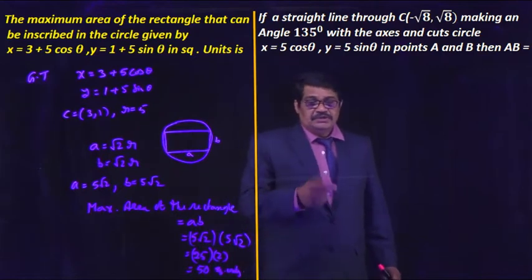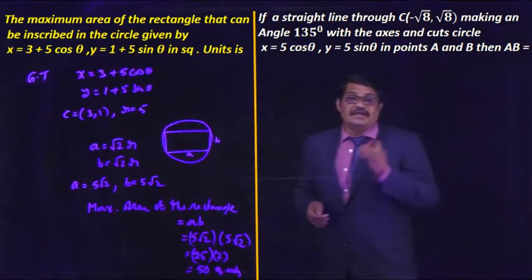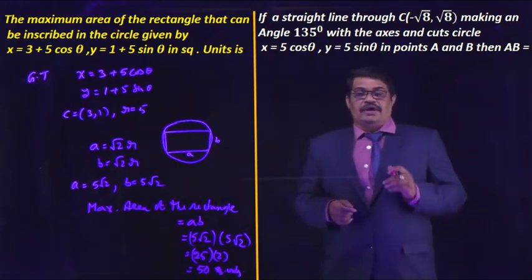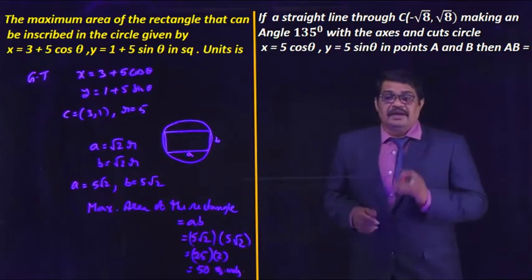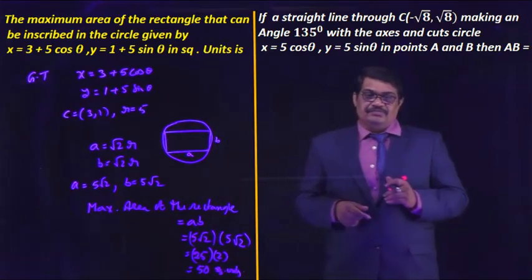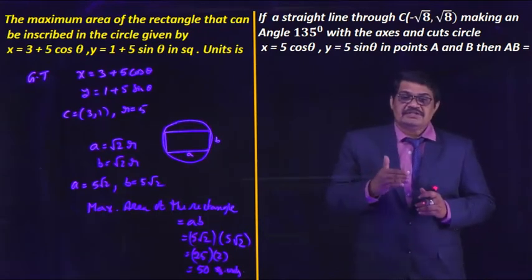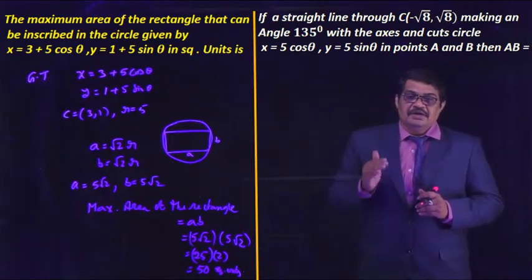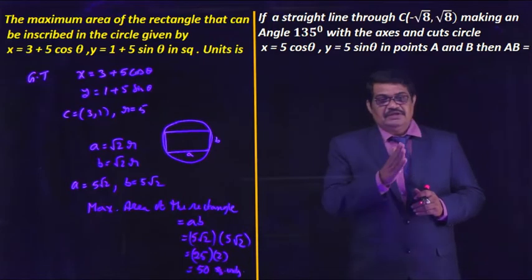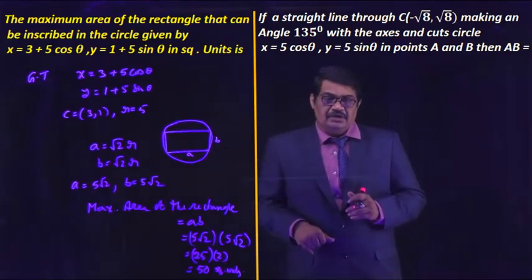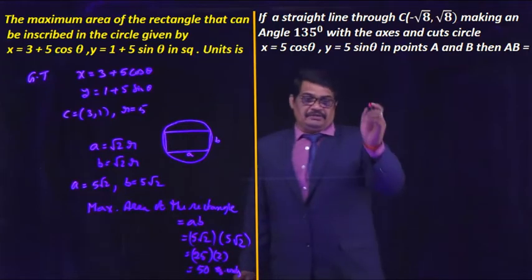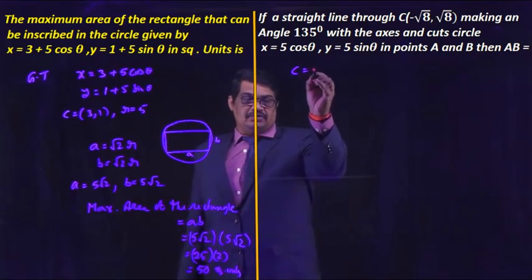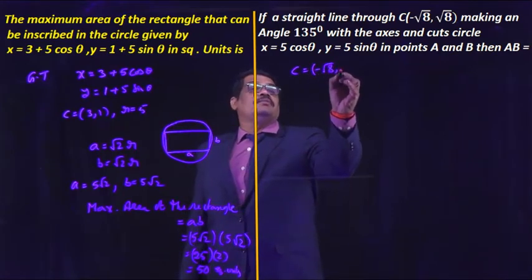Okay, see another problem here. If a straight line through the point C of minus root 8 comma root 8, making an angle of 135 degrees with the axis, cuts the circle x is equal to 5 cos theta and y is equal to 5 sin theta at the points A and B, then what is the length of the chord AB? Okay, this is our problem. So what is given here? Given that the center of the circle, that is C, is equal to minus root 8 comma root 8.